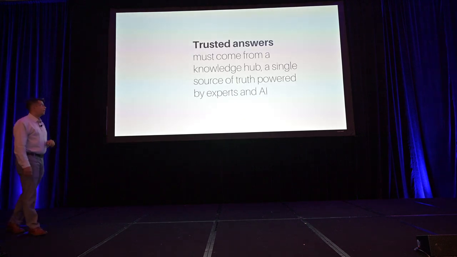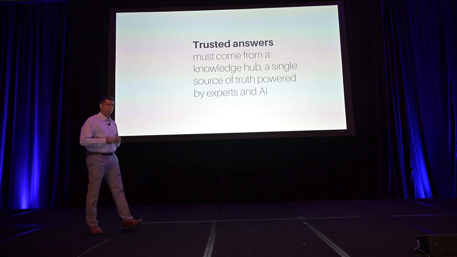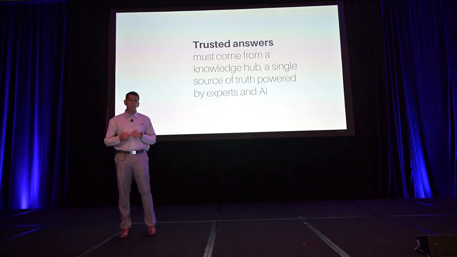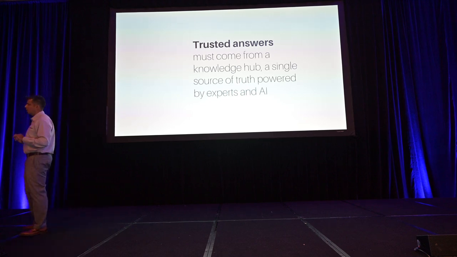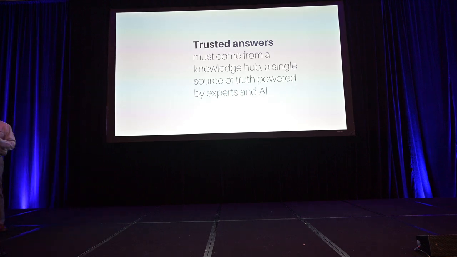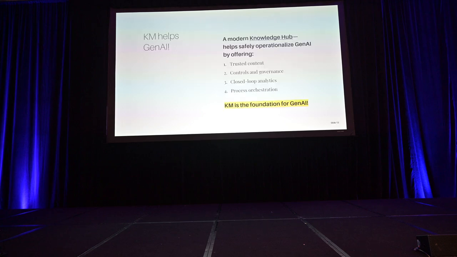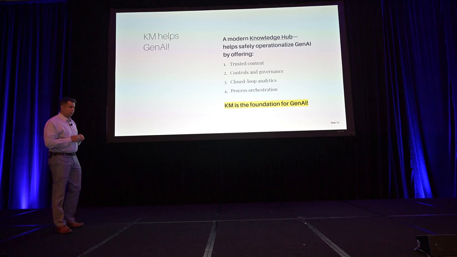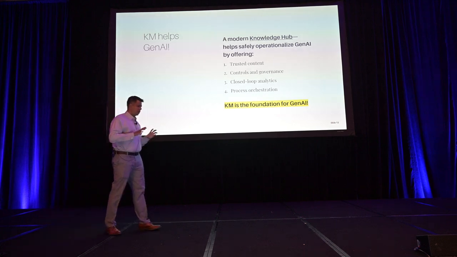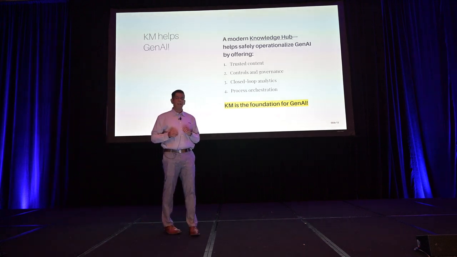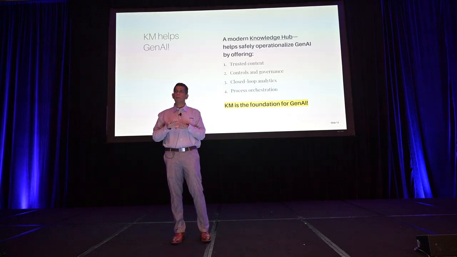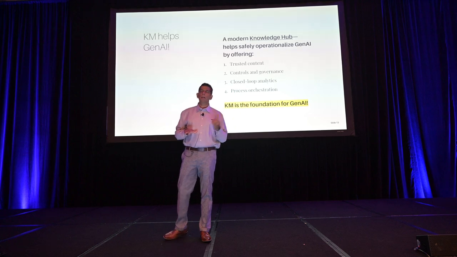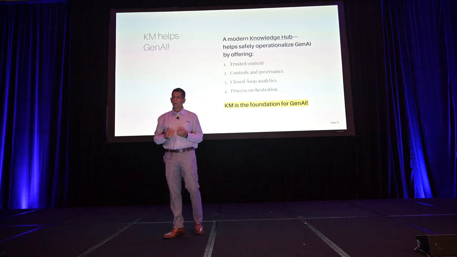The second place I want to take you back to is trust. We talked quite a bit about this yesterday. We said trusted answers must come from a single central knowledge hub. For us to have trusted answers, for generative AI to really help, it needs to be backed up by things that we can trust, things that we know are high quality, and that's where a knowledge hub comes in.